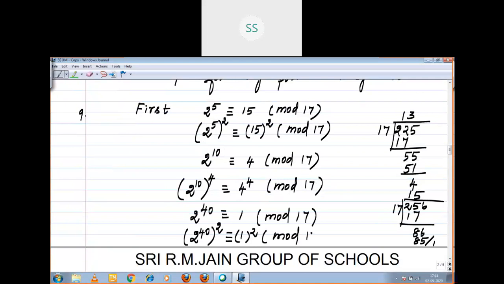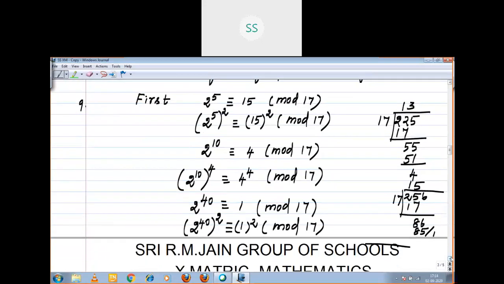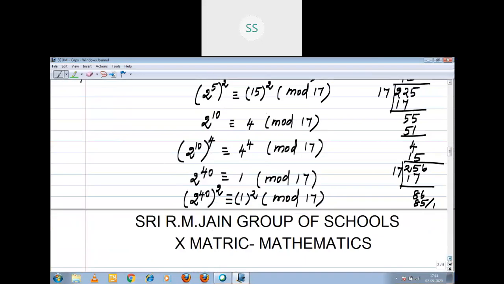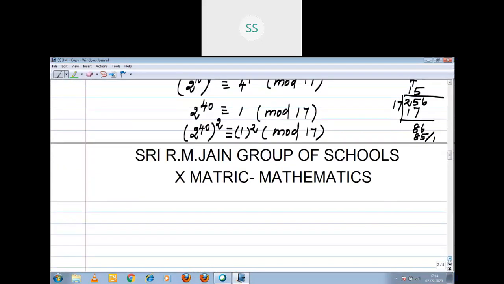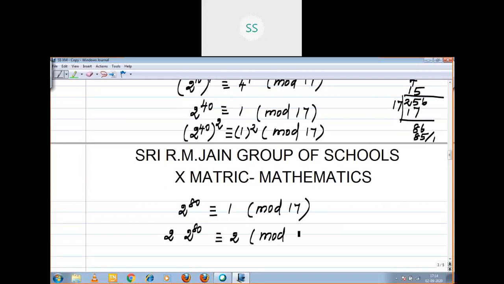Modulo 17. From the question only we are doing some modification, and finally what they are expecting in the question, that we are going to prove. 2 to the power 80 is congruent to 1 modulo 17. Now, you are going to multiply by 2 on both the sides. Now, 2 to the power 81 is congruent to 2 modulo 17.